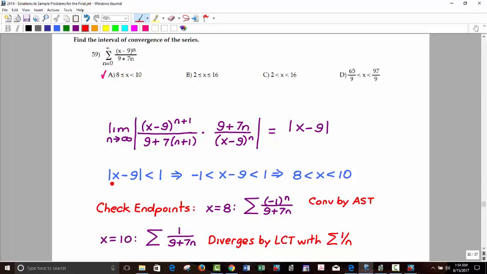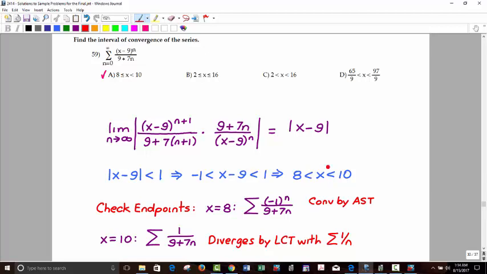For that to converge, it will converge on the interval where the absolute value of x minus 9 is less than 1. Because that's what the ratio test has to be, less than 1, which turns this into a 3-piece inequality with negative 1 and 1. Add 9, you get x between 8 and 10.